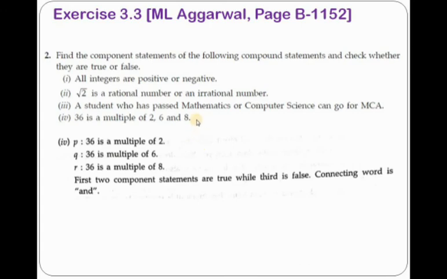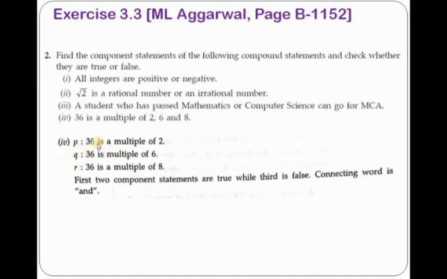36 is a multiple of 2, 6 and 8. There are basically three statements if you see here. 36 is a multiple of 2, 36 is a multiple of 6, 36 is a multiple of 8. So there are three statements out here, represented as p, q and r.